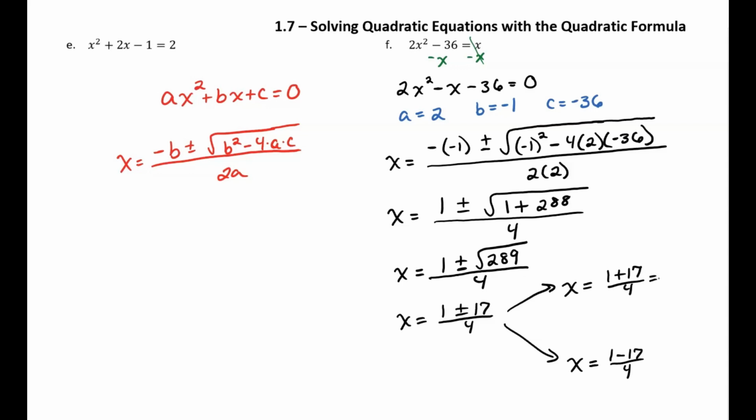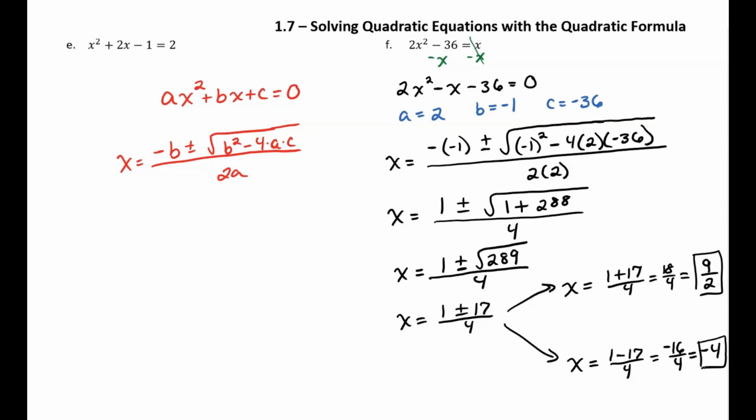And when we work these out, 1 plus 17 is 18 divided by 4. I want to reduce that down. Always reduce our numbers down, our fractions. We get 9/2. On the other answer, 1 minus 17, that's -16 divided by 4 is a -4. And we have our answers.